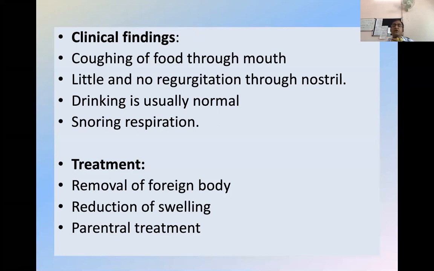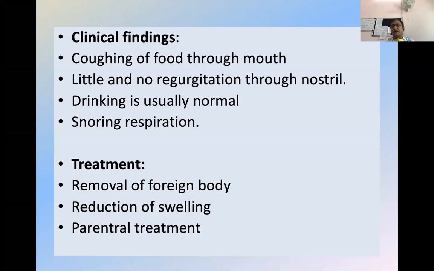If the foreign body is removed, it has certainly produced inflammation in this region, and during removal also there might be injury in that region. So you have to treat the swelling in that region. And then the very important line is written, parenteral treatment. Now, what is parenteral treatment?